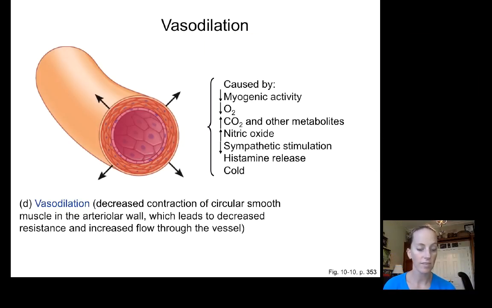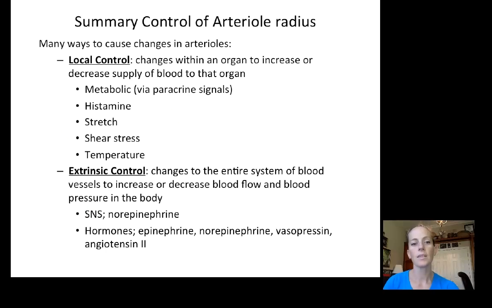I know that's confusing. I promise it's going to continue to be confusing. So you need to memorize local versus systemic effects and take a moment to organize this for yourself. So here's a summary of control of the arterial radius.